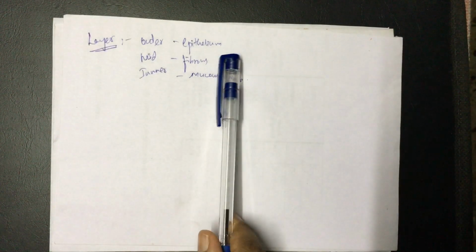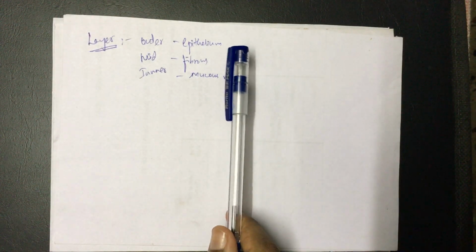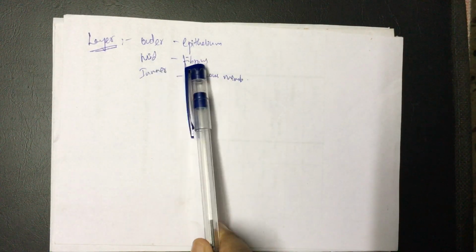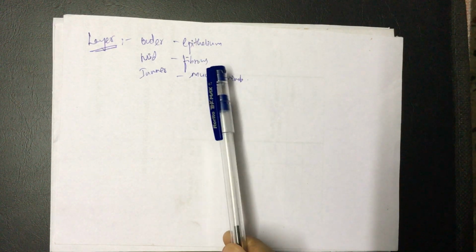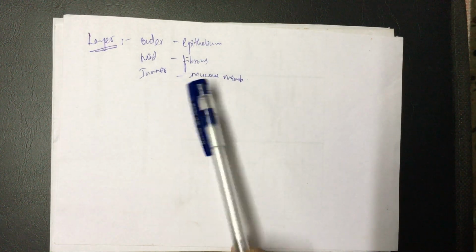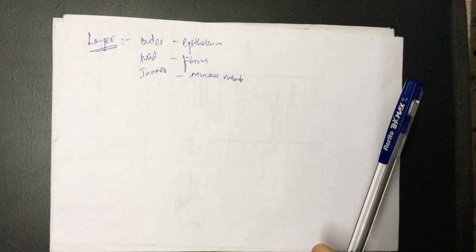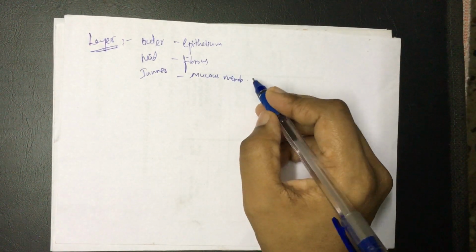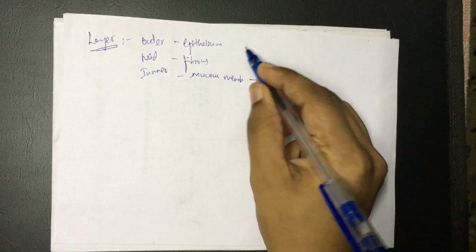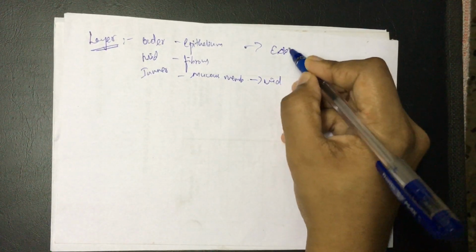So the epithelium is going to be continuous with the outer layer epithelium, and the middle layer is going to be the fibrous layer. I'll tell more about the fibrous layer. And the inner layer is going to be the mucous membrane. And then, okay, so this is going to be continuous with the middle layer. This is going to be continuous with the external layer.